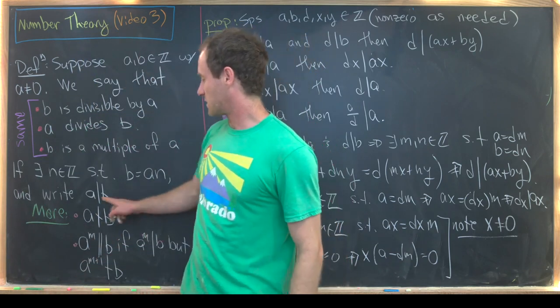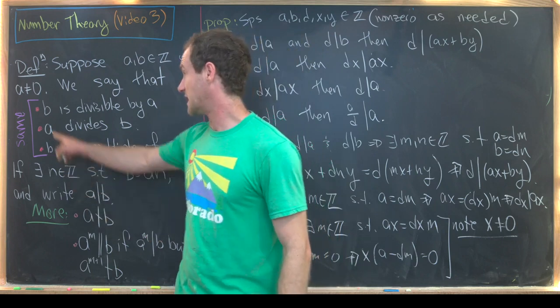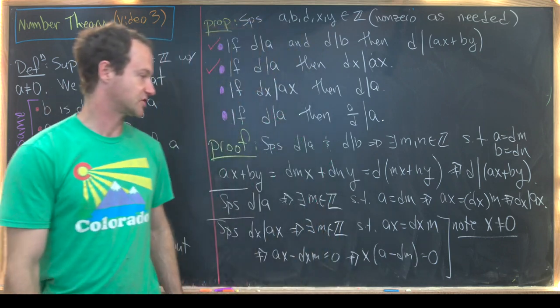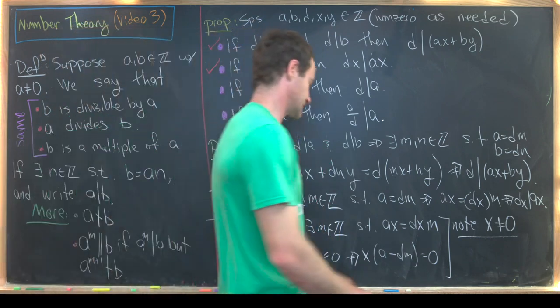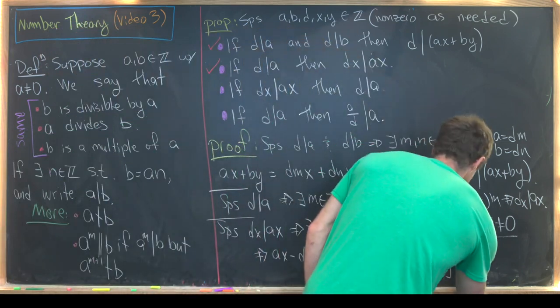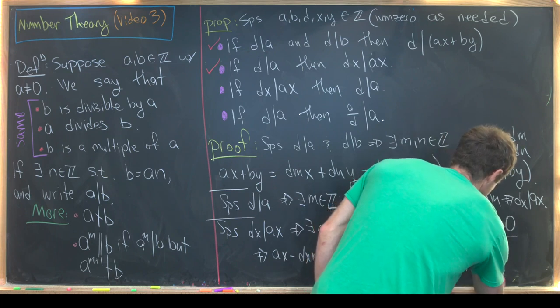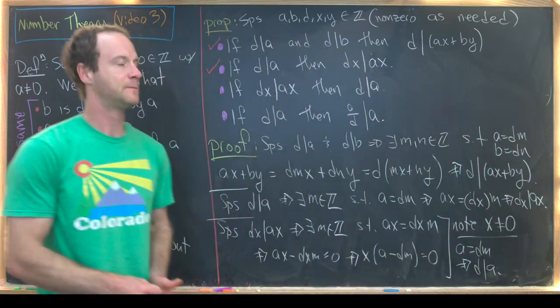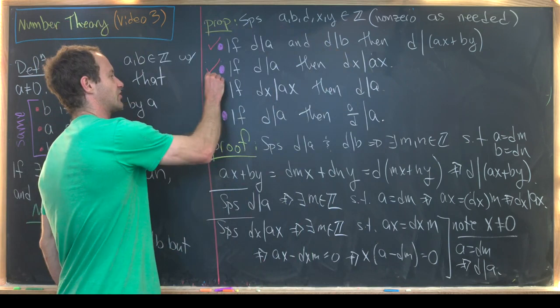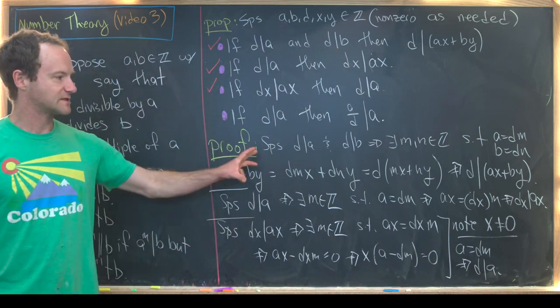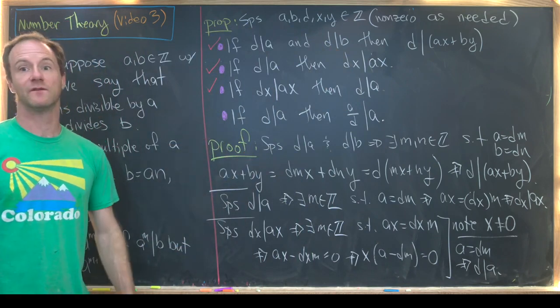Notice the thing that is to the left of the vertical line is not allowed to be 0 in our definition. So since x is not equal to 0, that means a minus dm is equal to 0, which means a equals dm, which means d divides a as needed. So that means we've proven this third purple dot. Okay, let's maybe get rid of this proof and we'll focus on the fourth.